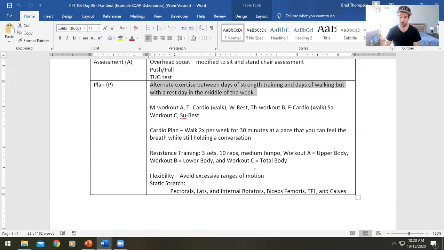Friday, they're going to do a little bit of cardio. And then on Saturday, they're going to have another strength training workout. And then on Sunday, they're going to rest. So we got 3 days of strength training and 2 days of cardio, right?